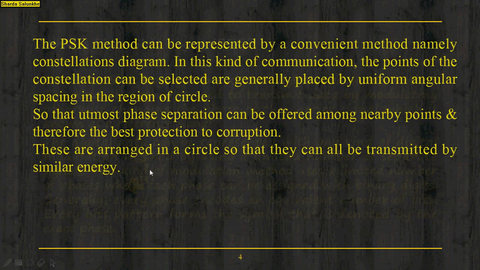The PSK method can be represented by a convenient method, namely the constellation diagram. In this kind of communication, the points of the constellation are generally placed with uniform angular spacing around a circle, so that maximum phase separation can be offered among the nearby points, and therefore the best protection against corruption. These are arranged in circles so that they can all be transmitted with similar energy.